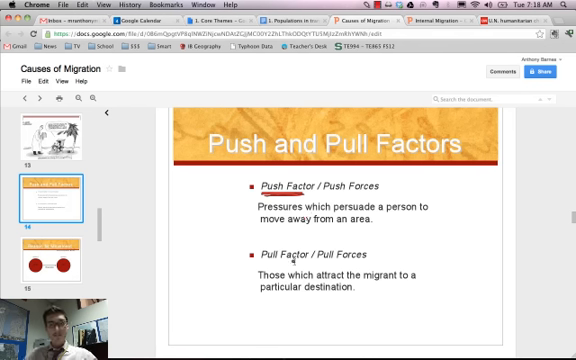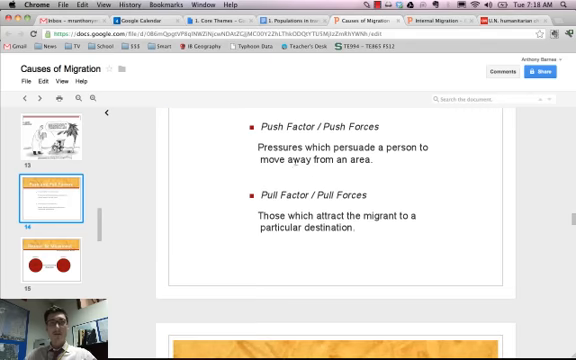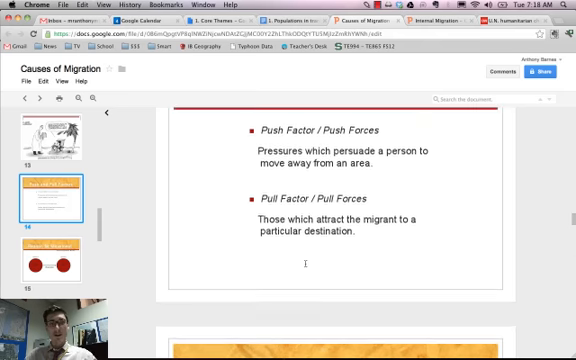And a pull factor is something that draws you in, something that's attractive, that will cause you to want to move to that place. So if we're talking about different push factors, we're looking at war, disease, famine, those sorts of things. And then if we look at pull factors, we're looking at economic opportunities, family members that have already moved there that say that it's nice, education, and whatnot.